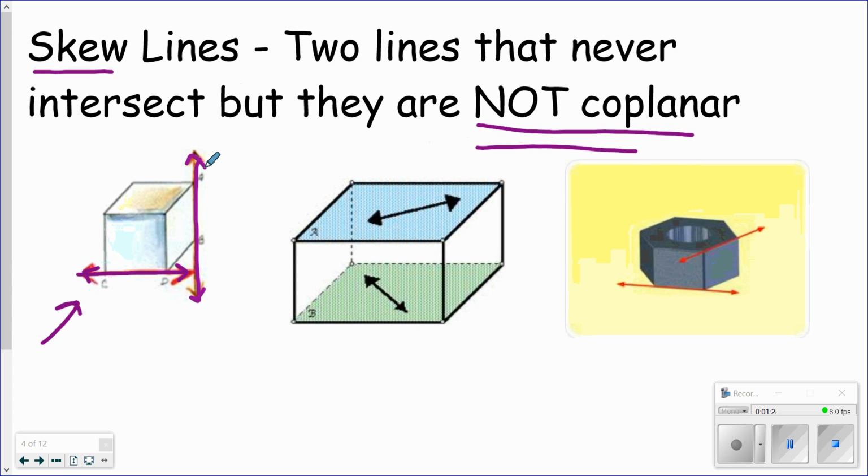Same thing in this example here. If we have this line extending and this line here extending, they will just pass underneath each other. They will never collide. So those are skew lines. And finally, this one's a little bit easier to see how one is just underneath the other. If we were to extend those lines, they still would never touch. So they are not coplanar and they will never intersect. That's what skew lines are.